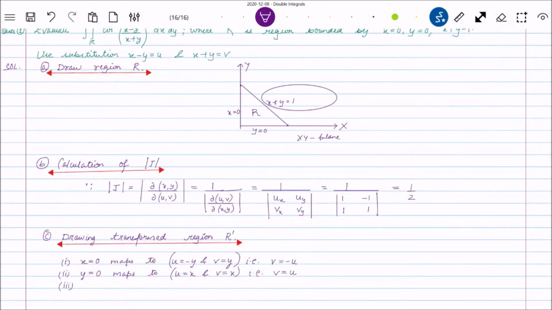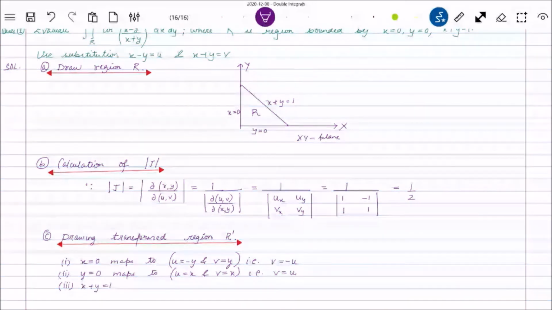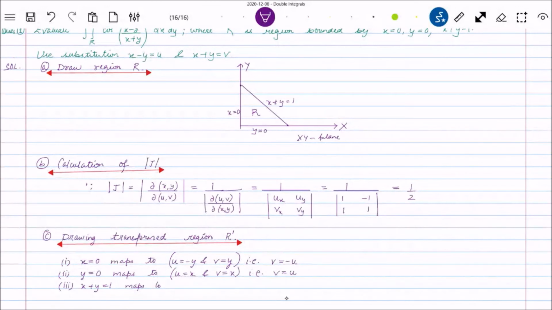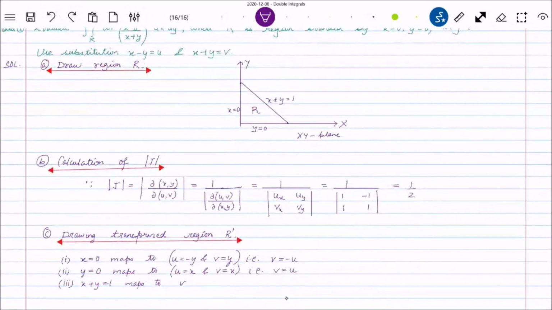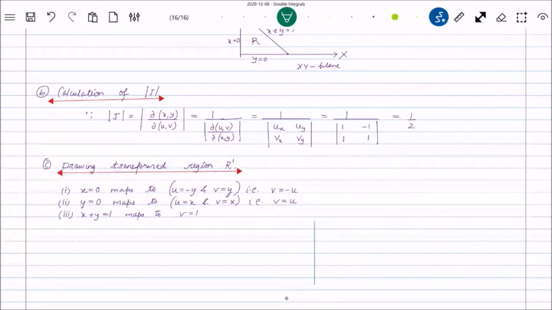Now pick up the third boundary. So x is equal to plus 1 maps to x plus y equal to 1. Of course there is no benefit in using this, because of the x minus y. So x plus y equal to 1 gives you v equal to 1 in a single step, and of course this is not containing x or y, right? And these equations are important because these are the boundaries of your new region.